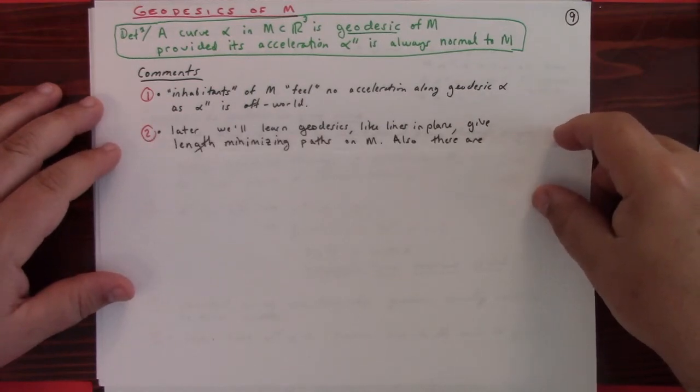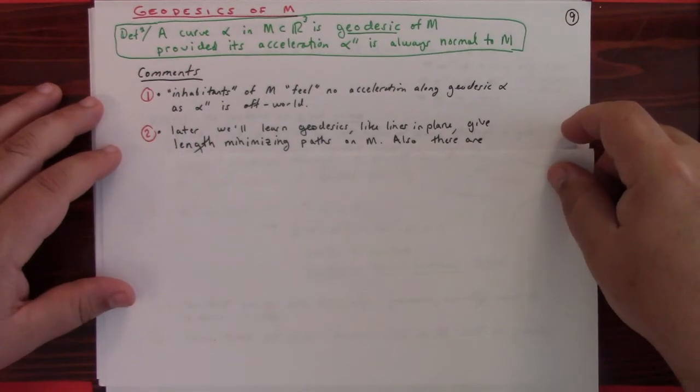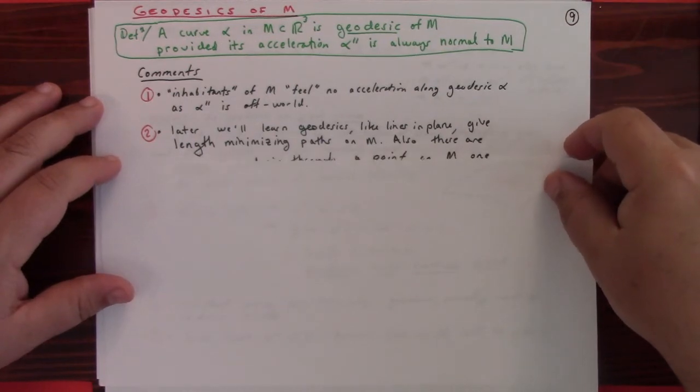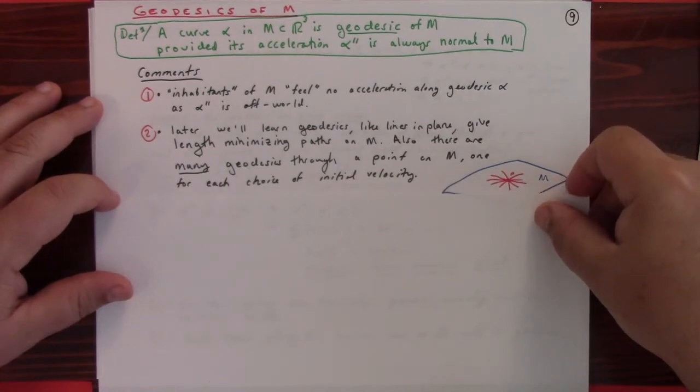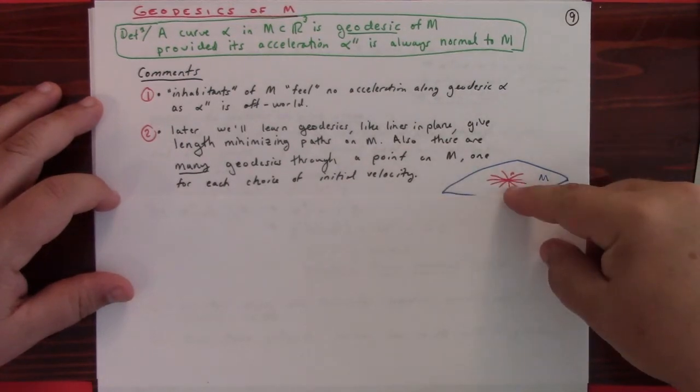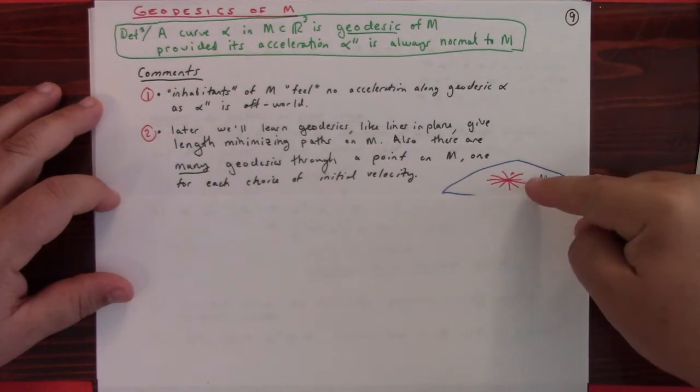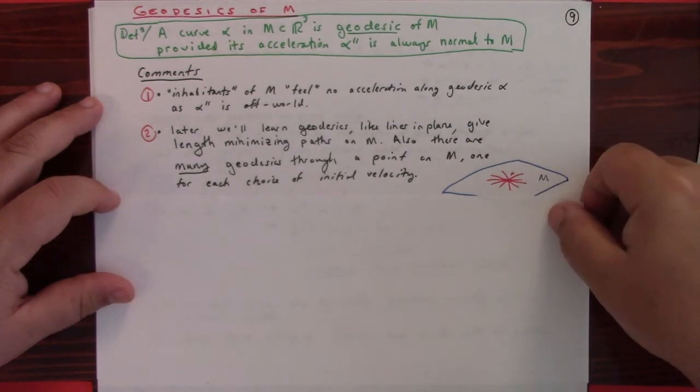So later we'll learn geodesics, like lines in the plane, give length minimizing paths on M, and there also are many geodesics through a point of M. In fact, one for each choice of initial velocity. If you take a point in M, you can find infinitely many geodesics that go through that point. One for each direction, in fact.